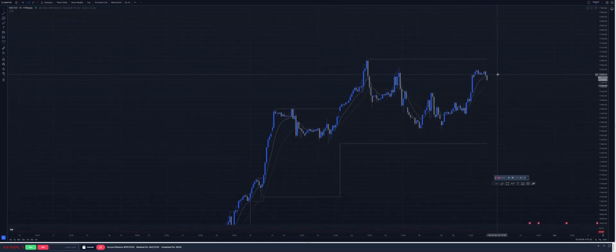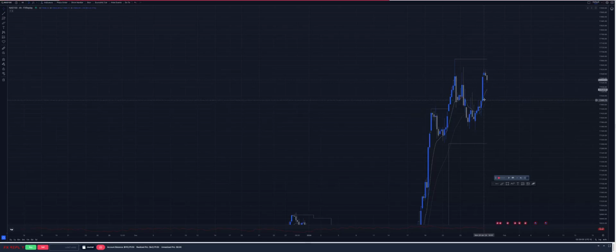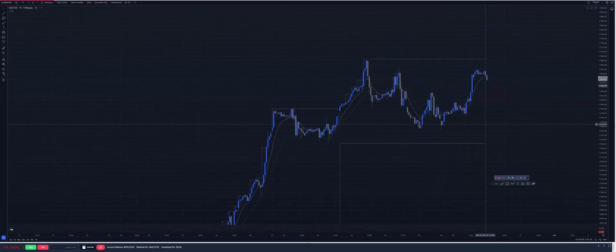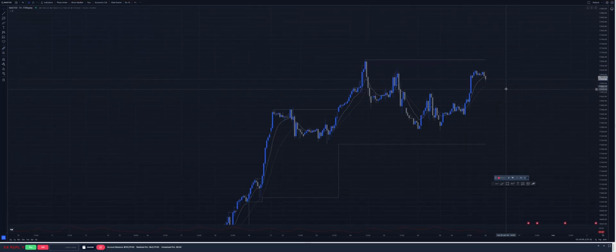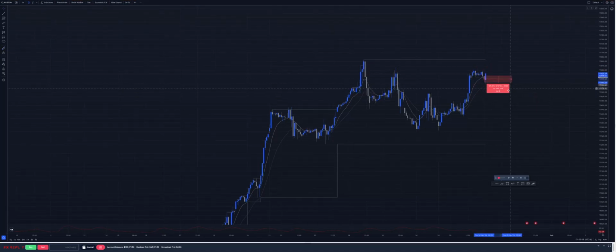A couple things I could do here. 4 hour is valid for longs, very clearly. But that 1 hour is starting to fail down. And so one thing I could do is wait for validation of this area. Like that. Hourly is now becoming validated.